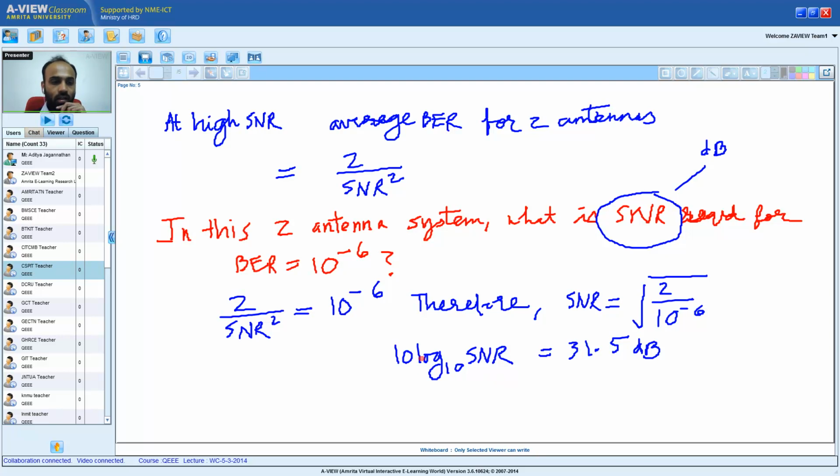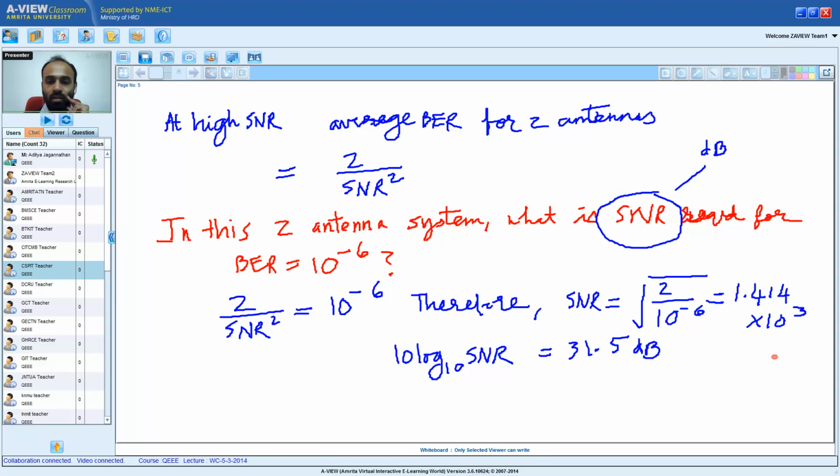That is correct. Several colleges are applying, that is correct. To find the dB SNR, that is 10 log 10 of SNR. SNR is equal to square root of 2 over 10 to the power of minus 6, which you can also write as 1.414 into 10 to the power of 3, because square root of 2 is 1.414. Therefore, required SNR in dB is 31.5.